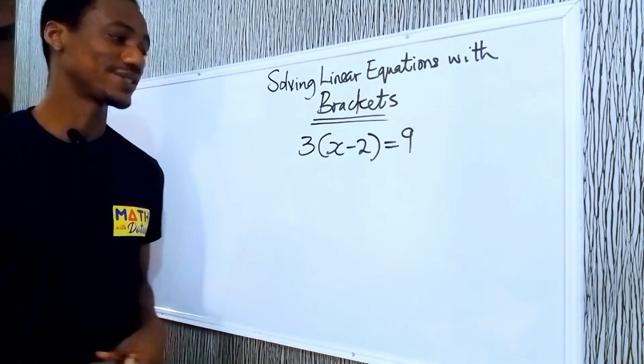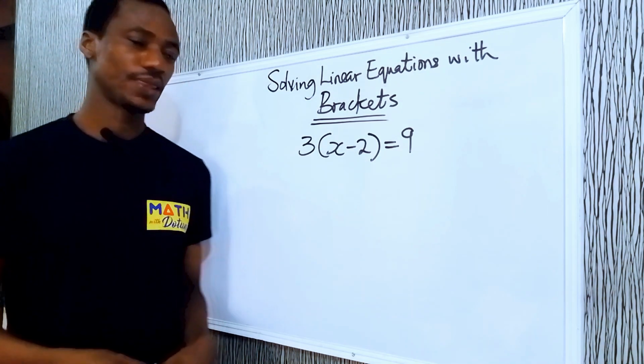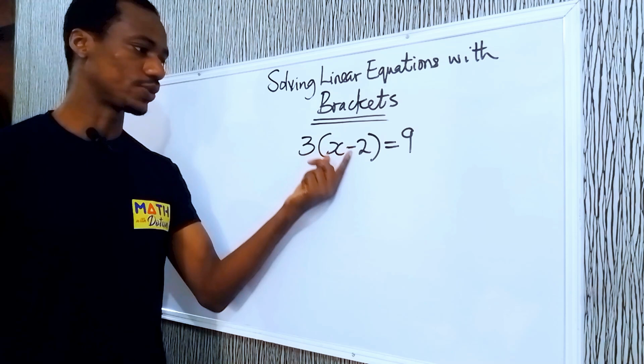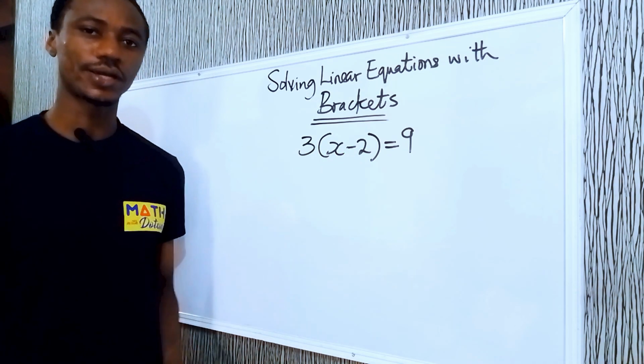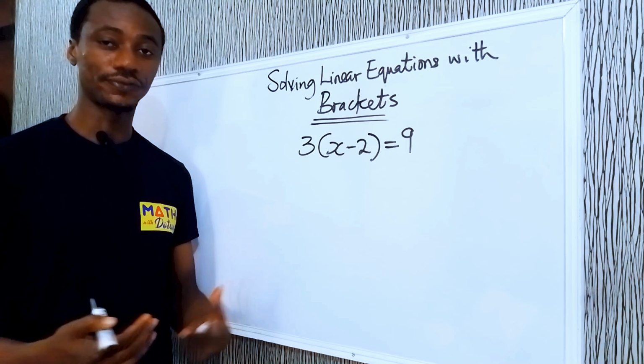Right, this is the second example, solving linear equations with brackets. The first one we did had an addition here, and this one is a subtraction inside the bracket. So we're still going to use the two methods. I hope you're following.